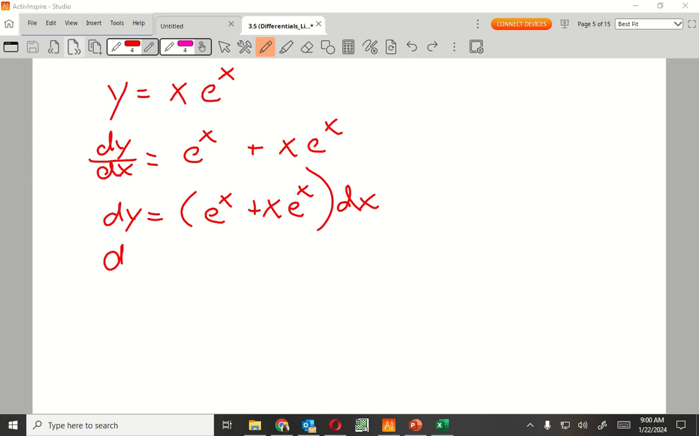So dy equals, I said x is equal to what? 0. So it's e to the 0 plus 0 times e to the 0 times, what am I replacing dx with, delta x with?